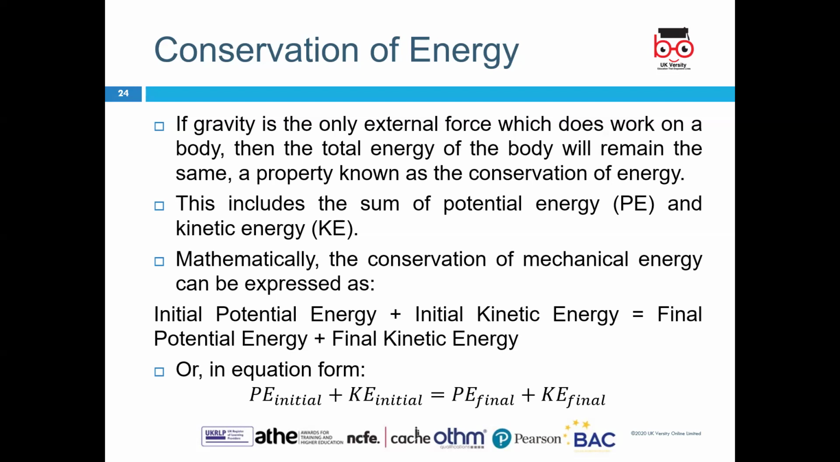So whatever is the initial potential energy plus initial kinetic energy is equal to final potential energy plus final kinetic energy. So energy may get transformed from one form to other, but there is no energy loss. So this is again represented in equation form as initial potential energy plus initial kinetic energy is equal to final potential energy plus final kinetic energy.